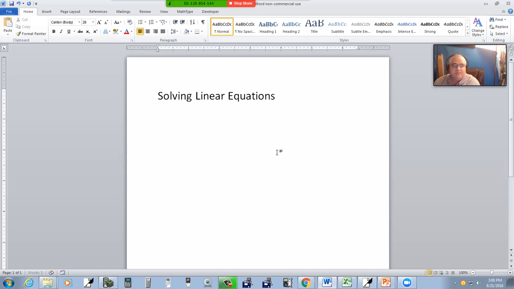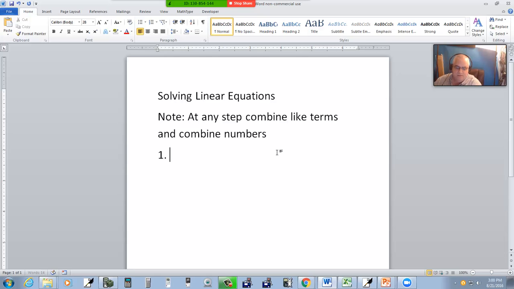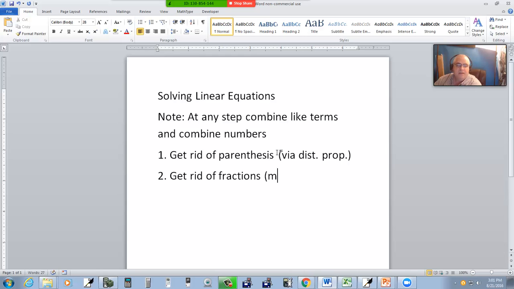Solving linear equations. We have a note that goes up top. It says at any step, combine like terms and combine numbers. Our first step says to get rid of parentheses. We do this via the distributive property. The second step says get rid of fractions, and we multiply by the LCM of all the denominators.